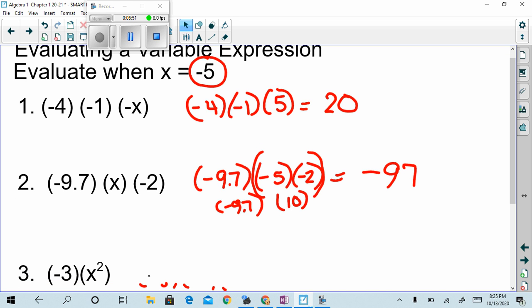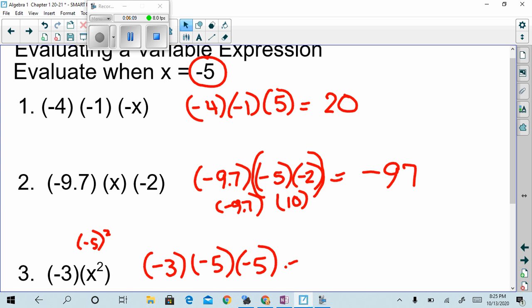One last one. Again, I'm looking at replacing x with -5. I have -3, and -5 squared simply says let's take -5 and multiply it by itself. I now notice that I have 3 negative factors, so a negative product. 3 is an odd number.